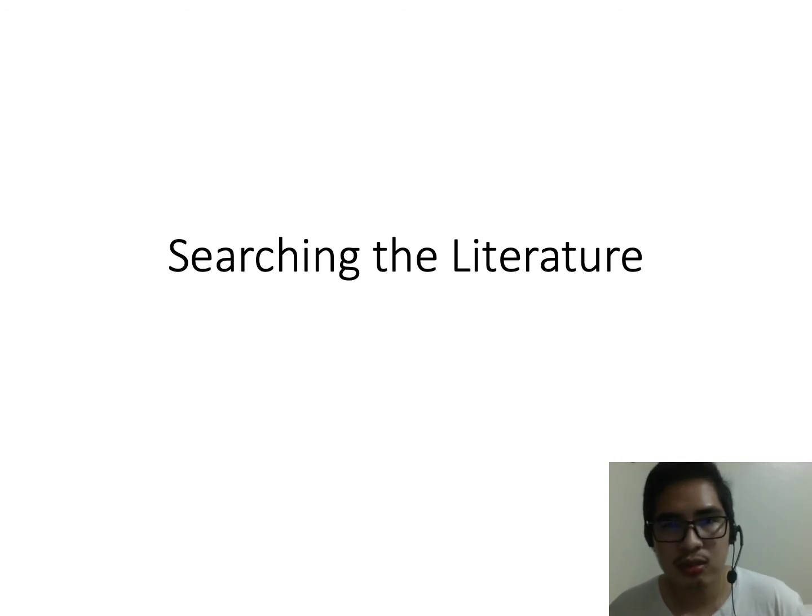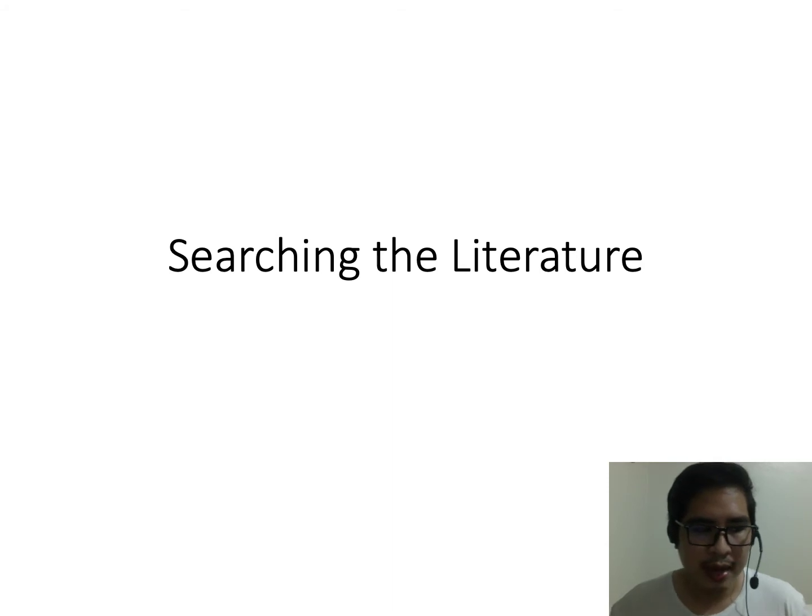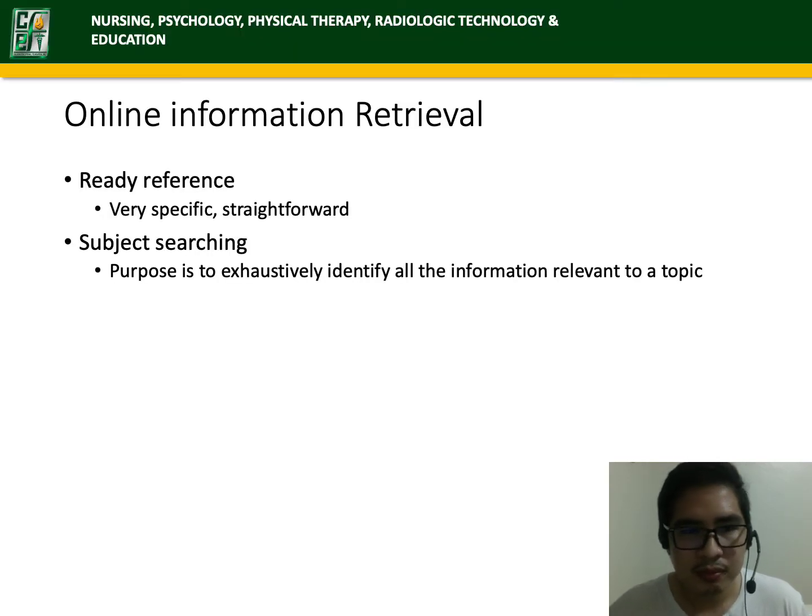In this lesson, or in this module, you'll also learn how to organize your literature, so that when you go on writing, you will not be confused with all of the information that you've gathered. The first thing to do is the online information retrieval system. There are two types.